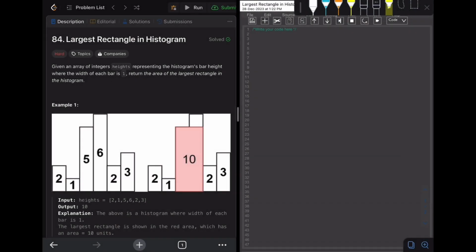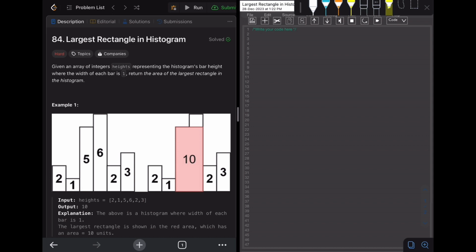Hey everyone. Alright, so here we are today and we're going to try to solve a LeetCode hard problem, which is the largest rectangle in histogram. We'll start with developing an intuition for the solution of the problem, and then we'll try to write the code and let's see if we can solve it.